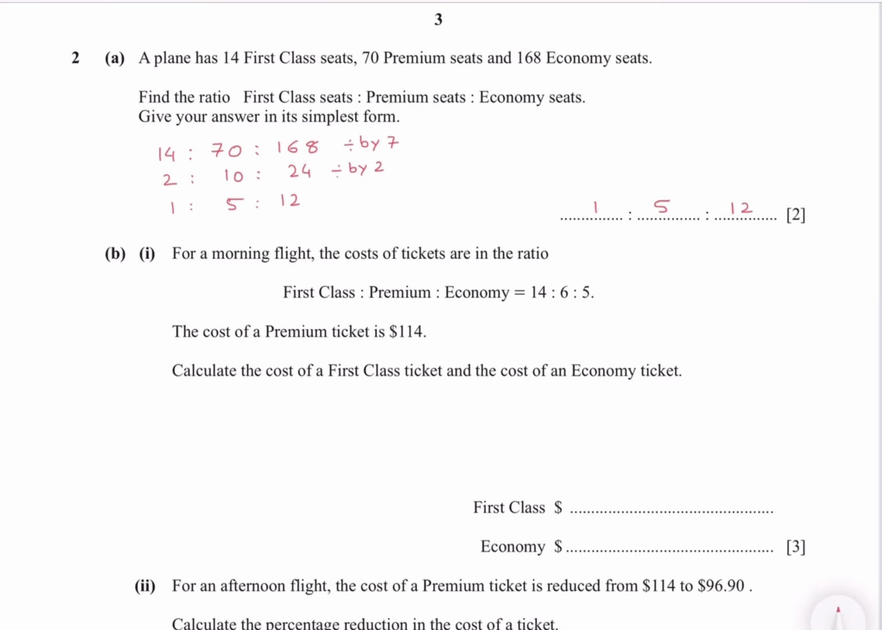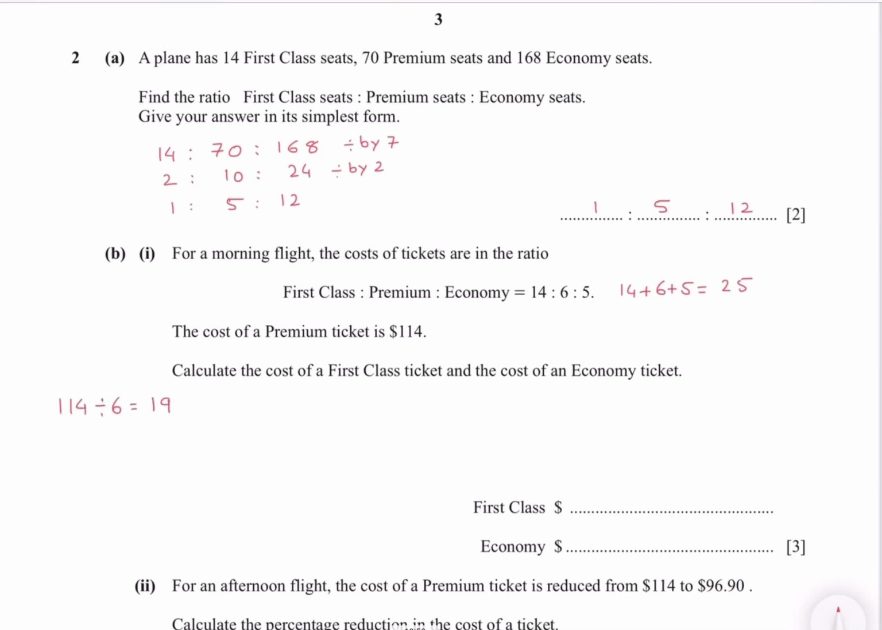Part B1 says for a morning flight the cost of tickets are in the ratio first class to premium to economy is 14 ratio 6 ratio 5. The cost of a premium ticket is $114. Calculate the cost of a first class ticket and the cost of an economy class ticket. So add the ratios, we get 25.